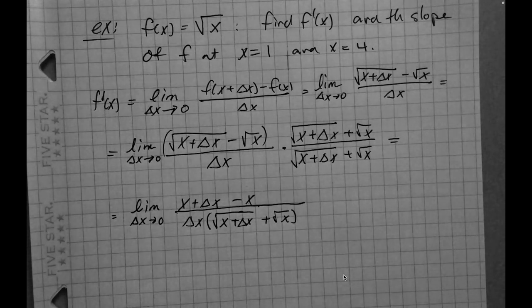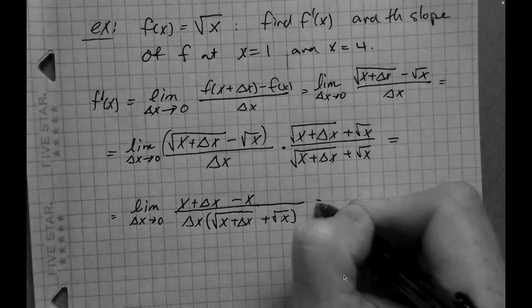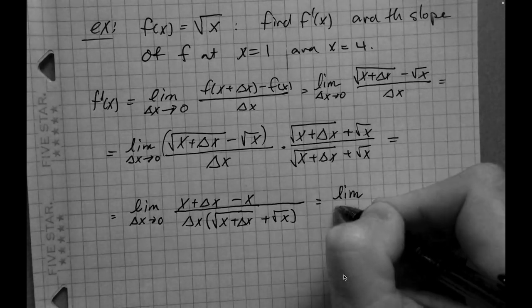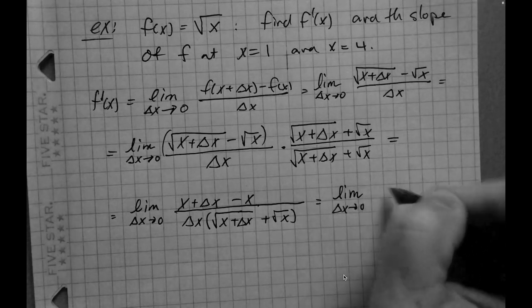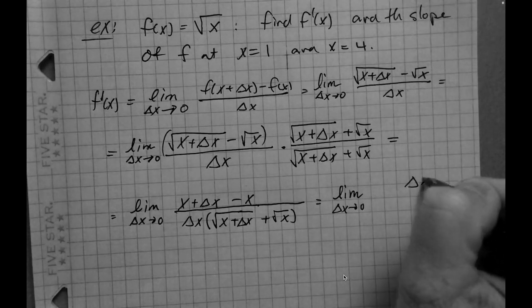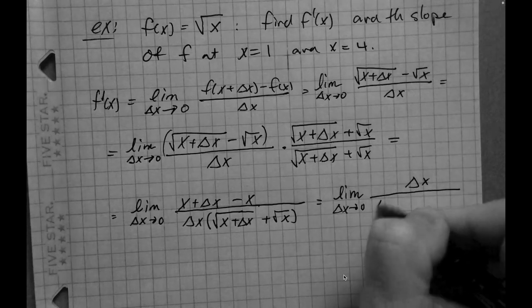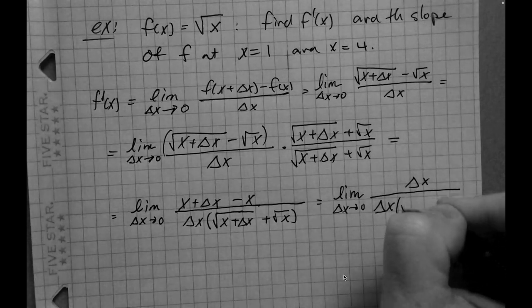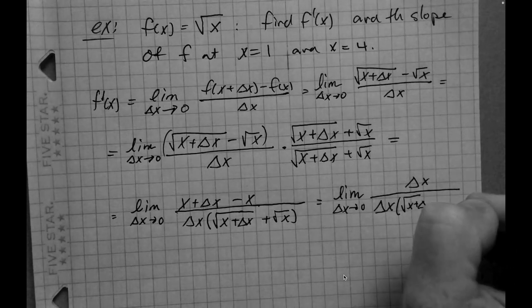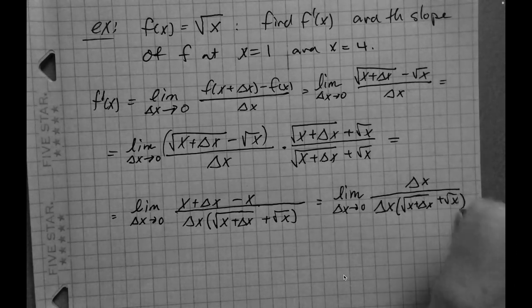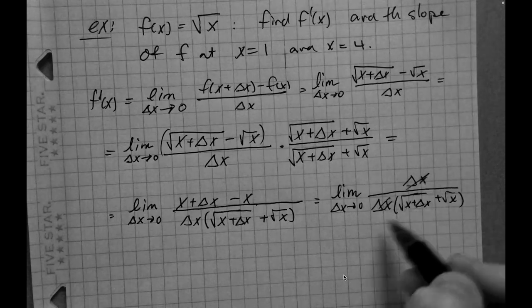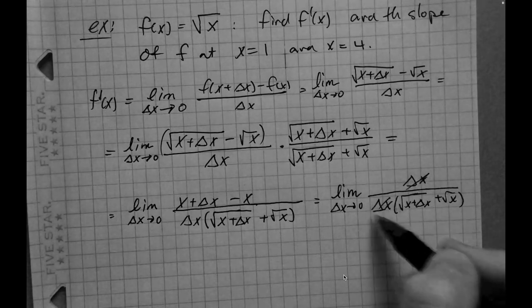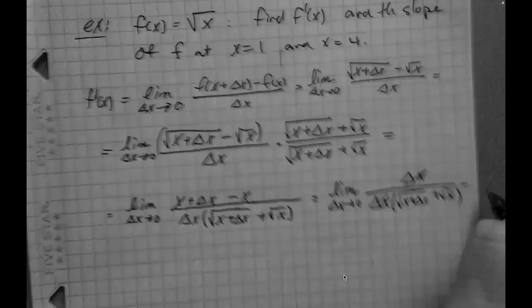Now, if you look at that numerator, the x and the minus x undo each other. What I have is basically a delta x in the top, and then conveniently I have a delta x times this other factor in the denominator. Obviously, these are going to cancel, and this was my chief source of concern, and that is going away now, which is nice.